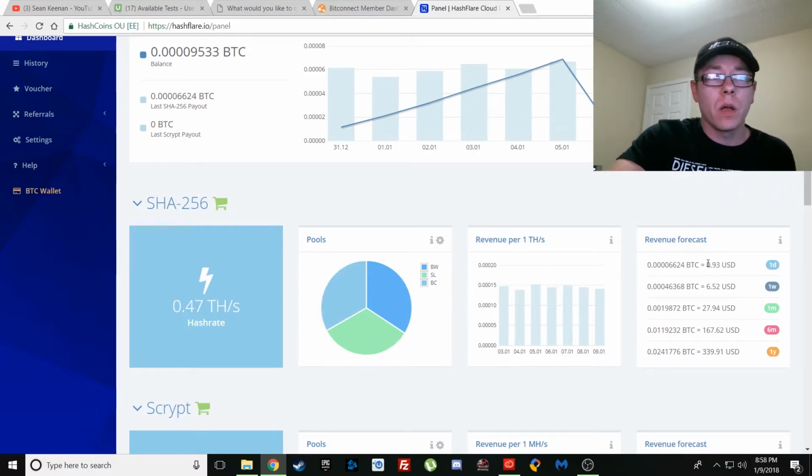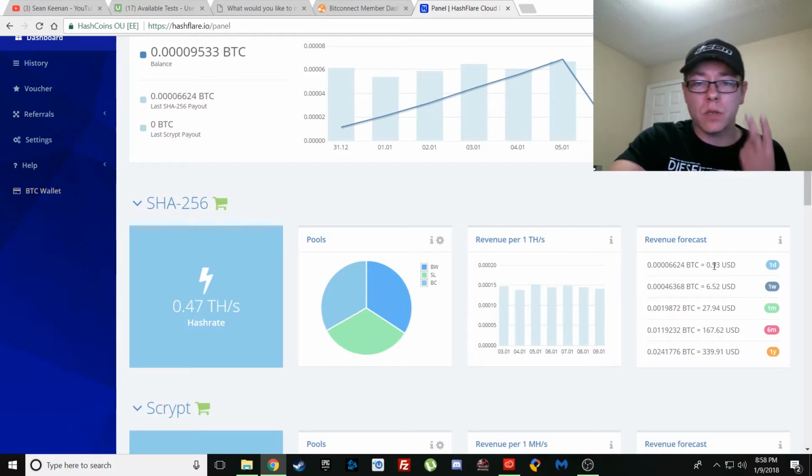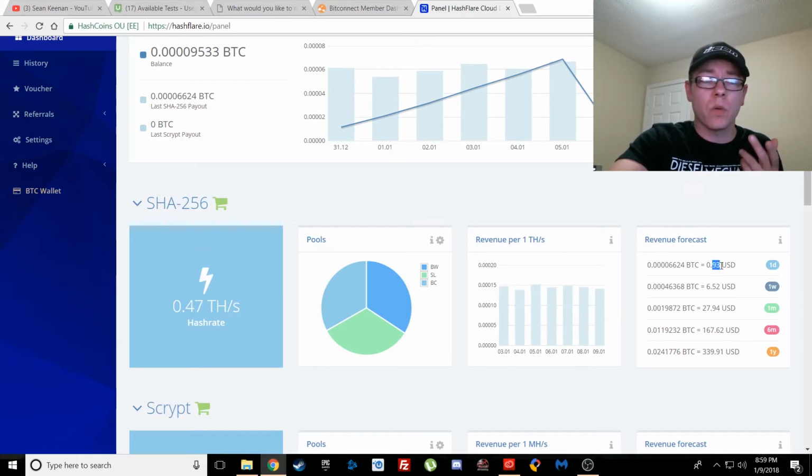So now my revenue forecast, there's 2 things you've got to understand about this, and I'm being honest, I'm not going to tell you it's all rainbows and sunshine, because it's not. They don't account for fees. You pay a very small fee, which I'll see if I can show you here in a second. So this is not really accurate, but also it depends on the price of Bitcoin. So if Bitcoin goes up, then your daily forecast is going to be greater than what it is right now.